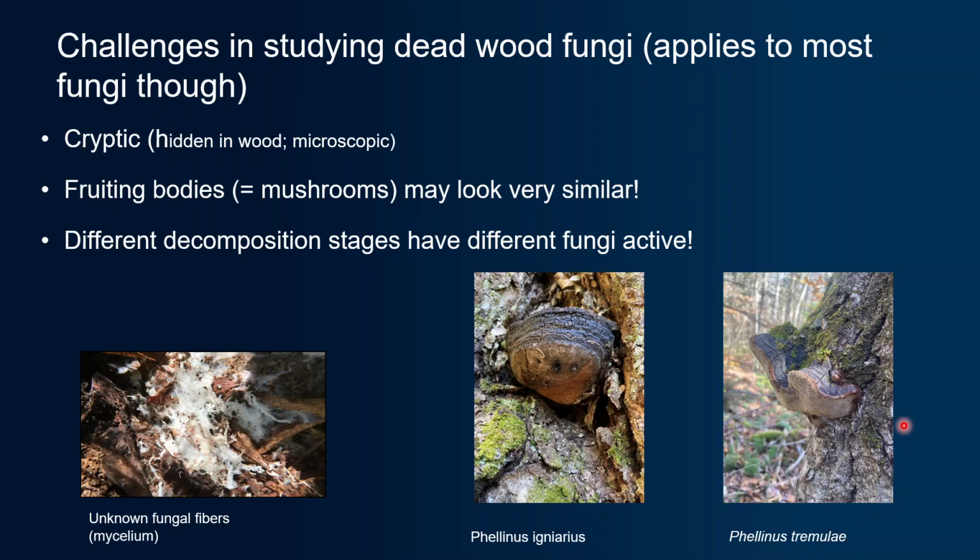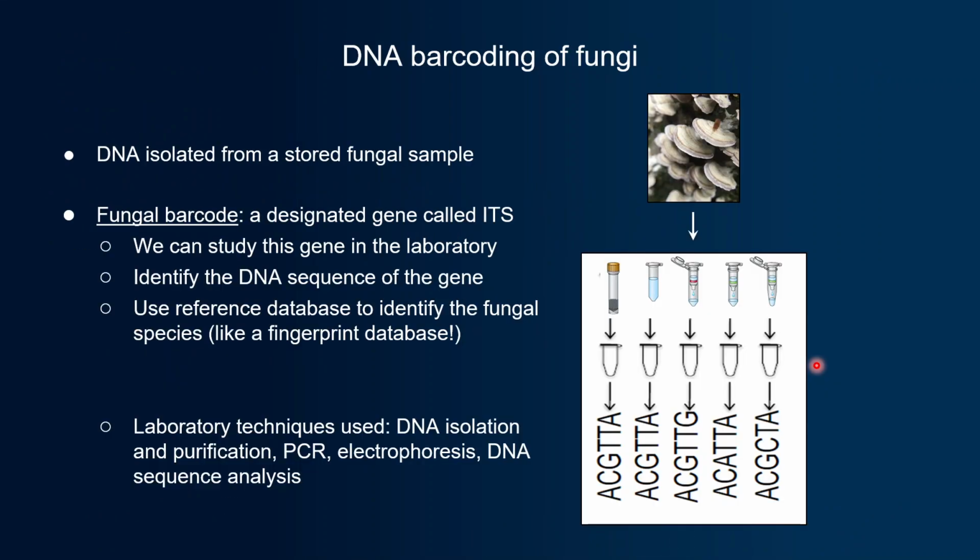And on top of that, depending on how decomposed the tree is, different species can grow in there. Let's say I want to look at the Phellinus tremulae, but it grows on a tree of a certain species at a certain condition, so I wouldn't be able to find it until I find this tree. It's not like it's growing everywhere, so that's an addition to the challenge in studying the fungi.